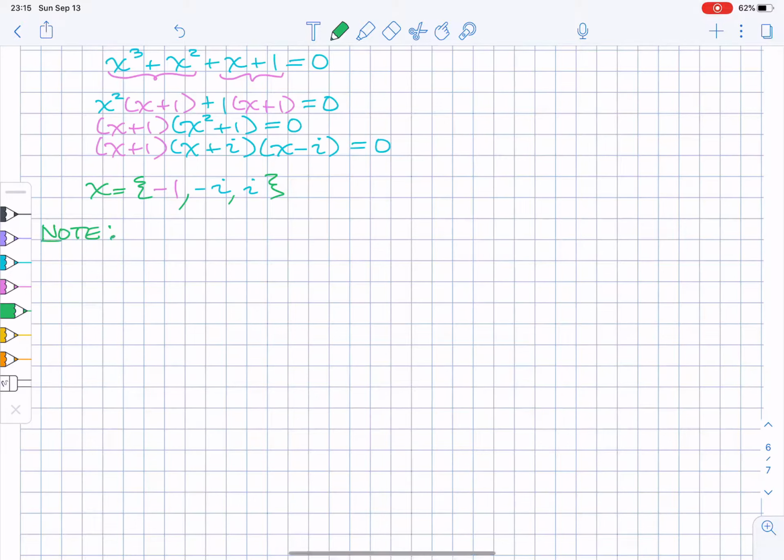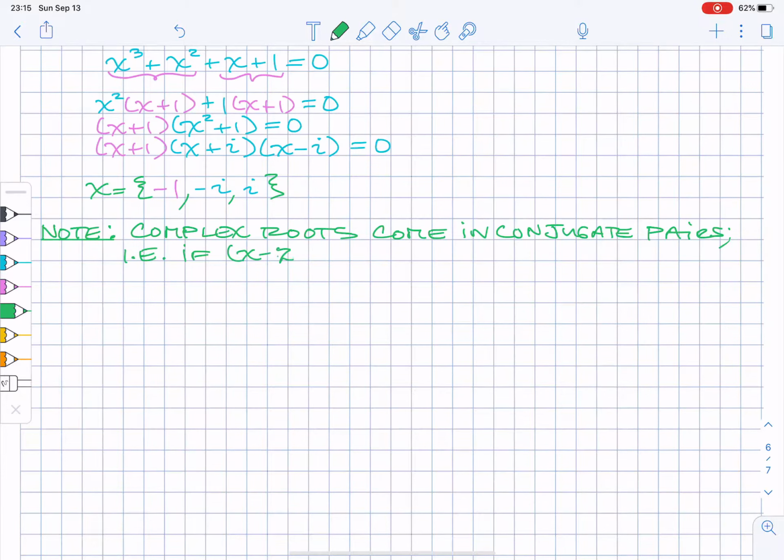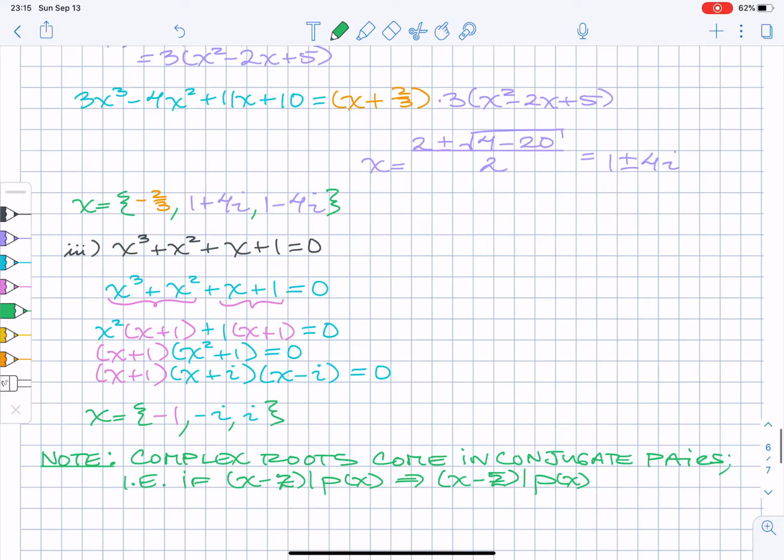So complex roots always come in conjugate pairs. That is, if x minus z divides p of x, this implies that x minus z bar also divides p of x. And let's see if that's true.